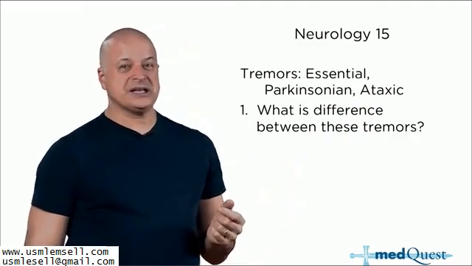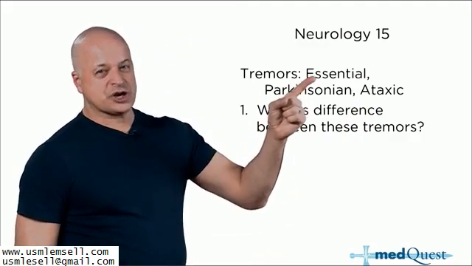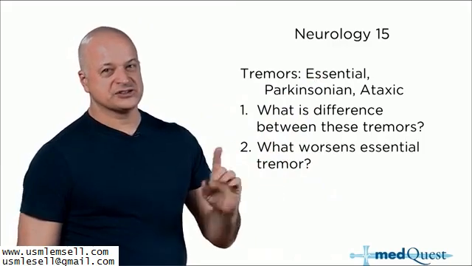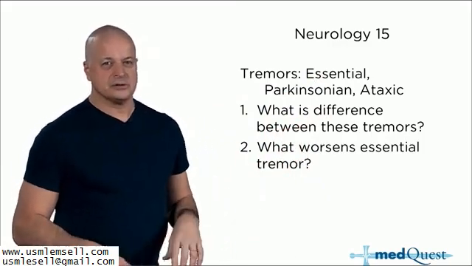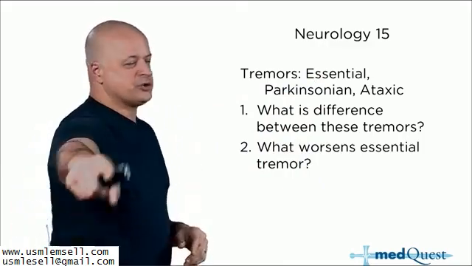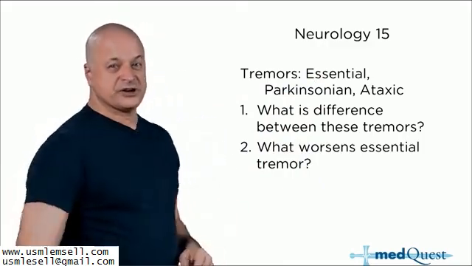The difference between these tremors: essential tremor is at both rest and reaching for things. Parkinsonism is only at rest, 3 cycles a second. Ataxia is only when reaching for things, like a finger to nose.